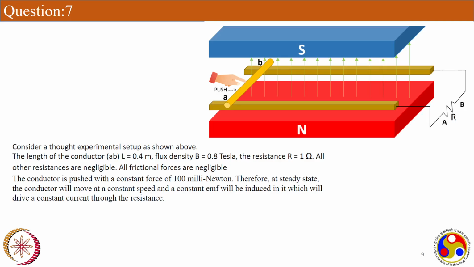Now consider the thought experimental setup. Thought experiment means assuming some setup like above, and we are given the length of the conductor, 0.4 meters, the flux density B, 0.8 Tesla or Weber per meter squared, and the resistance is 1 ohm. All other resistances are negligible. All frictional forces are negligible. This is very important information to be given.